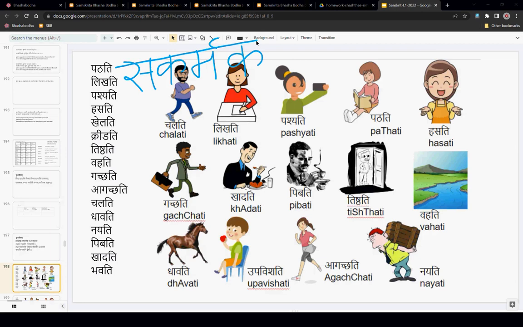Dhatu means the verb root. And those which do not have the Karma Padam are Akarmaka Kriya Padam. They are Akarmaka, or no Karma Padam. Like Chalati is Akarmaka, Asati is Akarmaka. What else is Akarmaka here in the rest of these? Gachati.